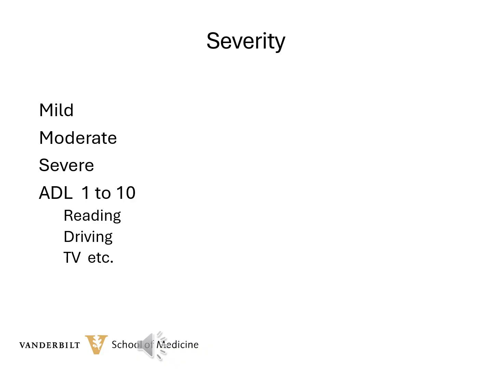And then give them choices. Does it affect your reading? Does it affect your driving? Does it affect the television? Do 6s look like 8s? Do 1s look like 7s, especially if they are bookkeepers? And give them an idea. How much does the visual blur and symptoms bother them? And that'll give you a really good idea of the severity.